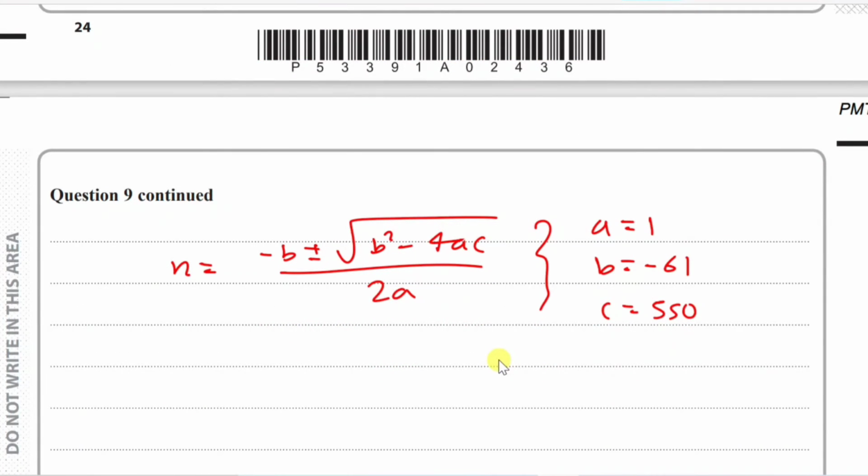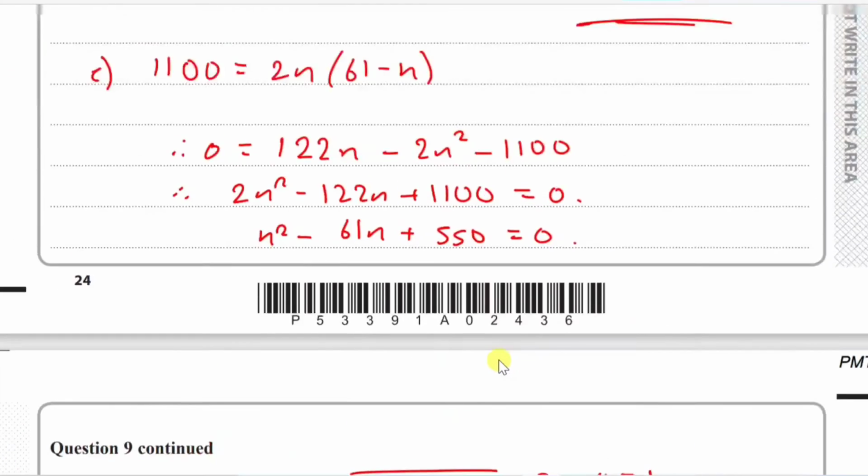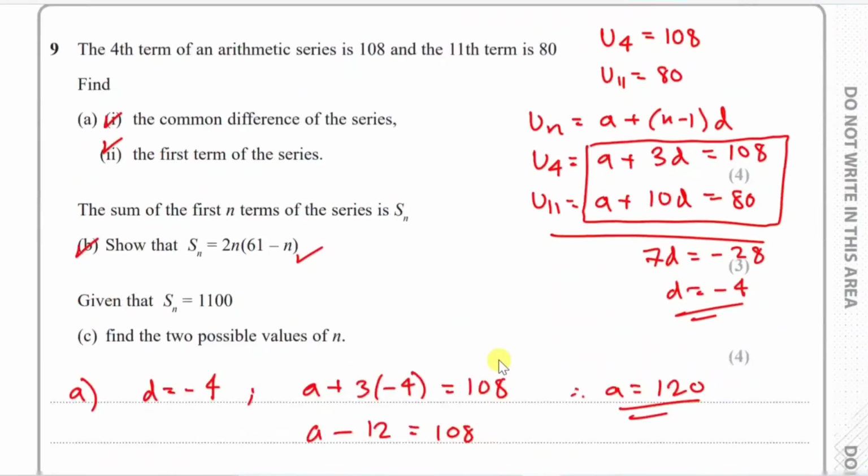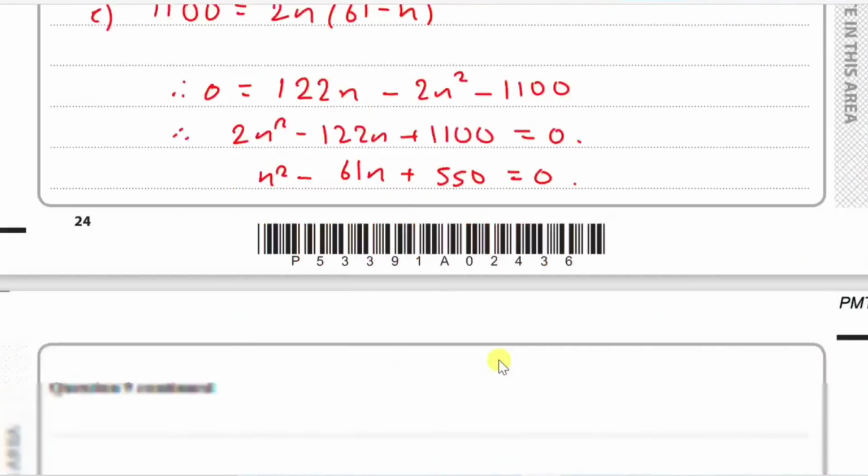So plugging it all in, you either get n equals 50 or n equals 11. And to be honest, both could be fine because they're both positive values. So is that what they want? Yep, that's it. That's our final result.